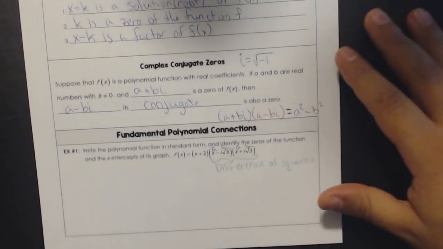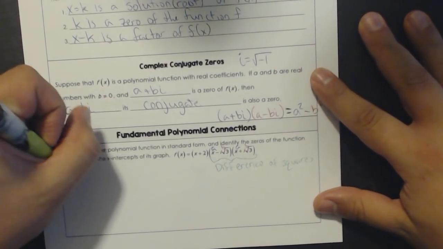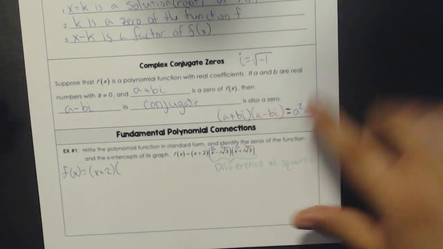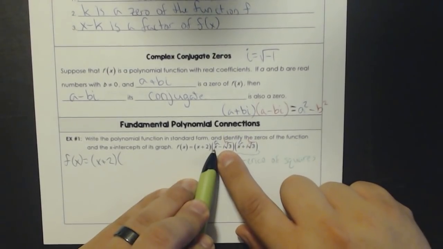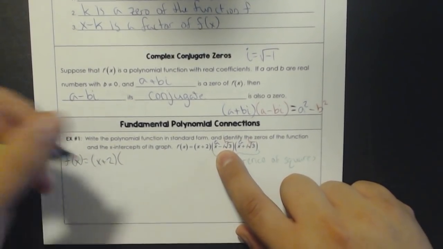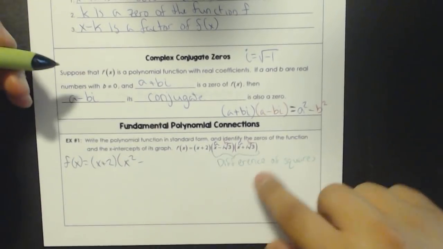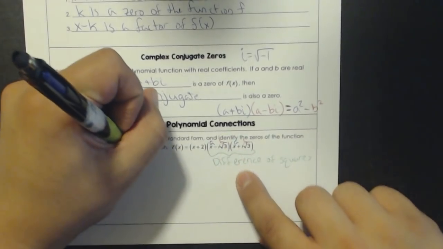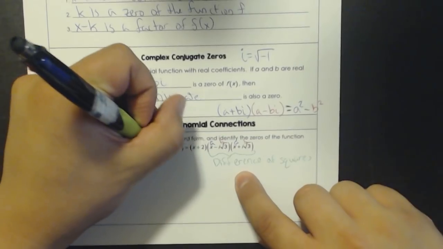So with that, I know that I can write this to be f of x is equal to x plus 2 times the difference of squares. So I'm going to have a squared minus b squared. Well, a and x are essentially the same thing. So I'm going to have some kind of x squared minus, now I just need to take i times the square root of 3 squared. So this is going to be i times i squared times the square root of 3 squared.